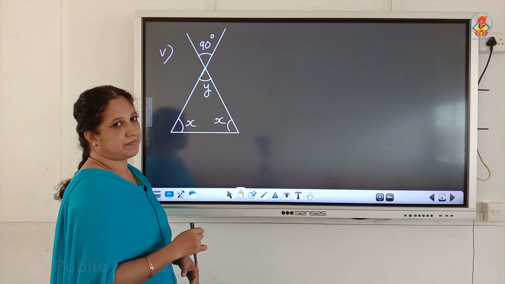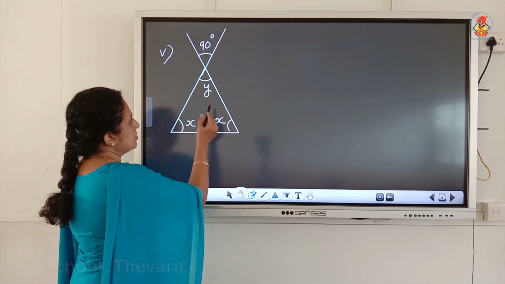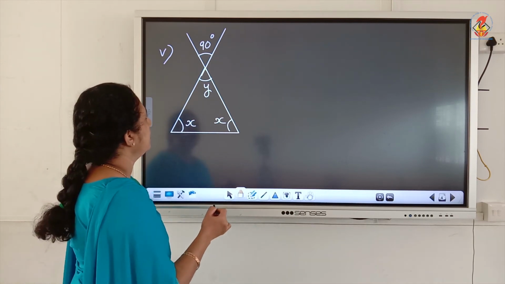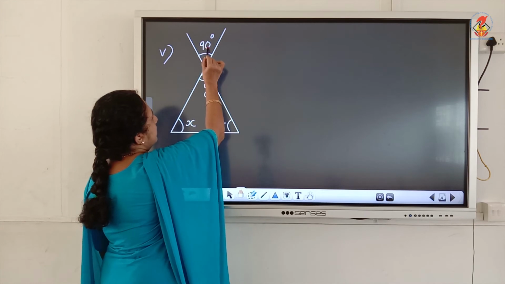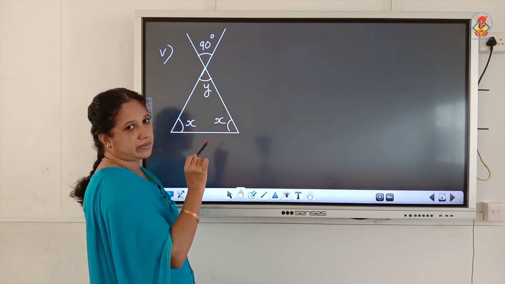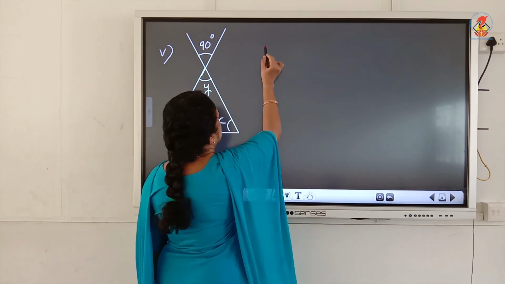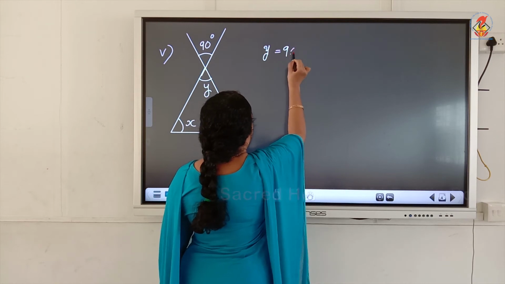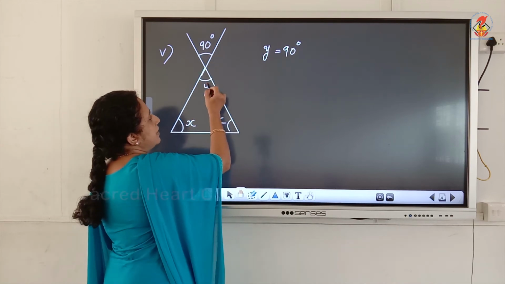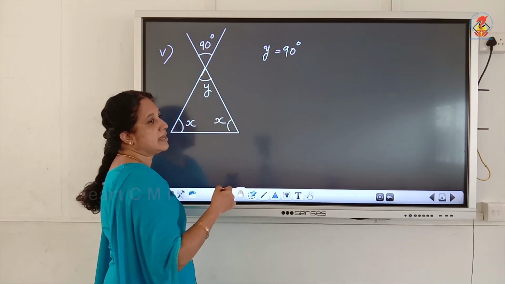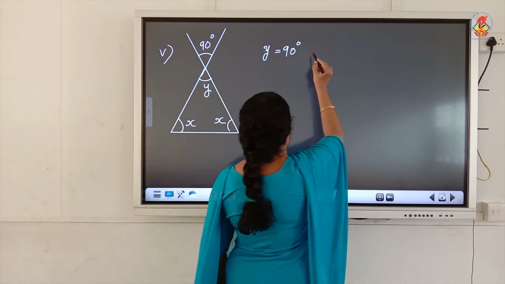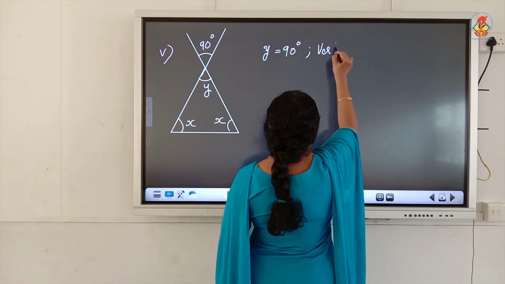Now next question. Y, x and x are the three interior angles of the triangle, and here the two sides are produced and you can see one angle, the measure is 90 degree. So we can easily find out the value of y. So y is equal to 90 degree. Why are we taking y as 90 degree? Because 90 degree and y are vertically opposite angles, and vertically opposite angles are always equal.